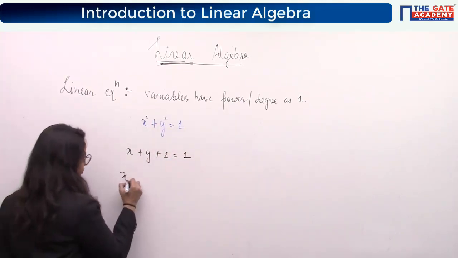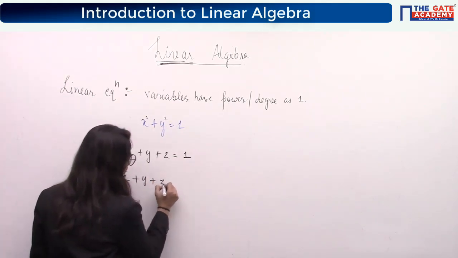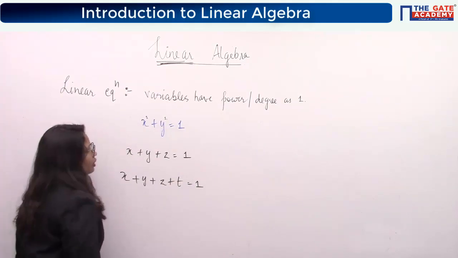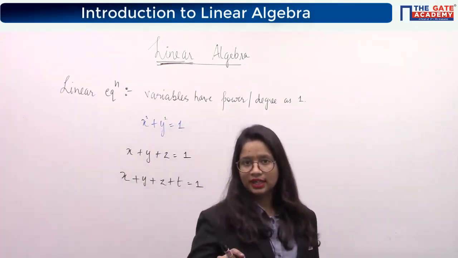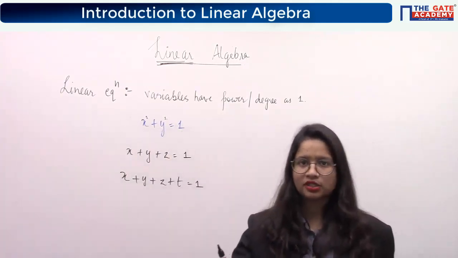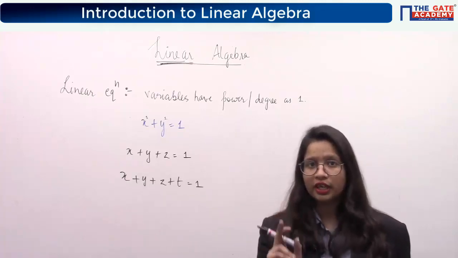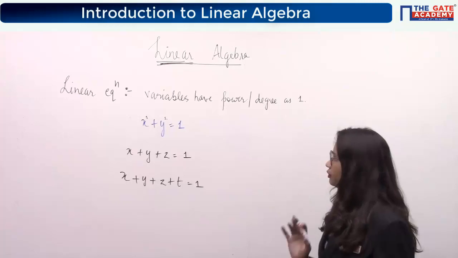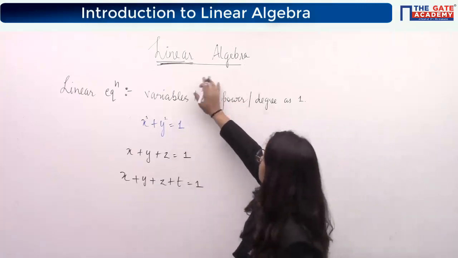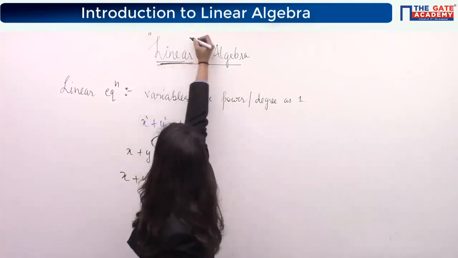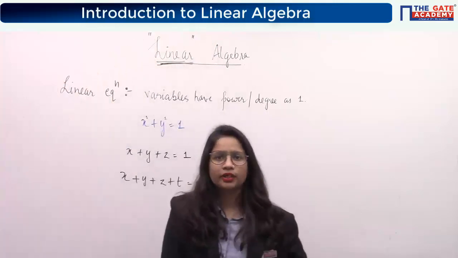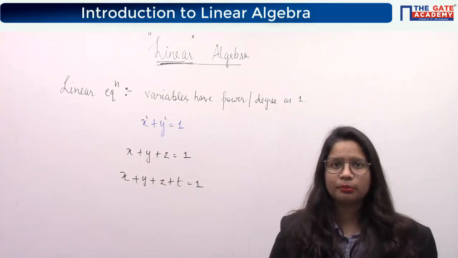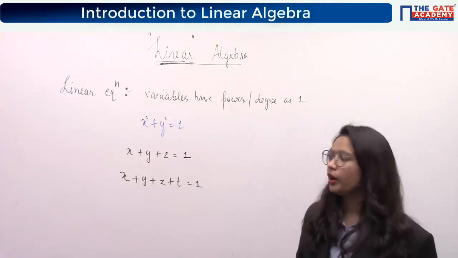This is also a linear equation, and so on. The only thing is that you can have as many variables as possible, but all of those variables must have the degree as 1. So in this chapter, the word linear suggests that you will be dealing with linear equations, meaning those equations which have variables in the power of 1.